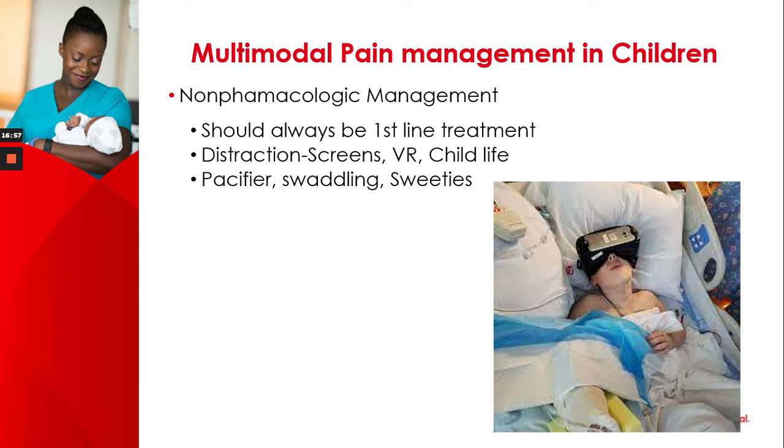I'm a big proponent of using multimodal pain management, and this not only starts with pharmacologic measures. This could include using child life to help calm children. In small babies, pacifiers, swaddling, and sugar water or sweeties on the pacifier can help manage pain in children for mildly painful procedures. Technology is also very useful. Screens, virtual reality, all of these have been shown to minimize and really avoid the use of pharmacologic agents for mildly painful procedures.